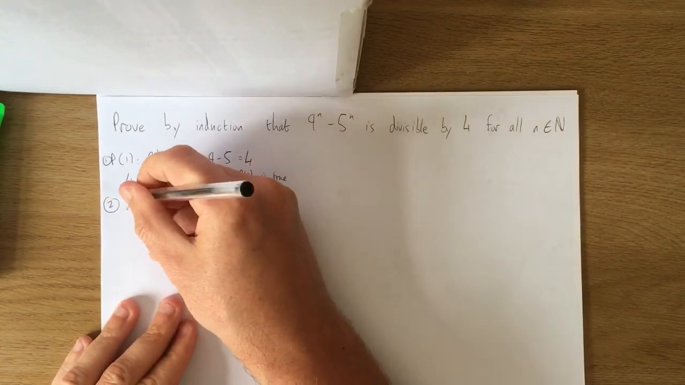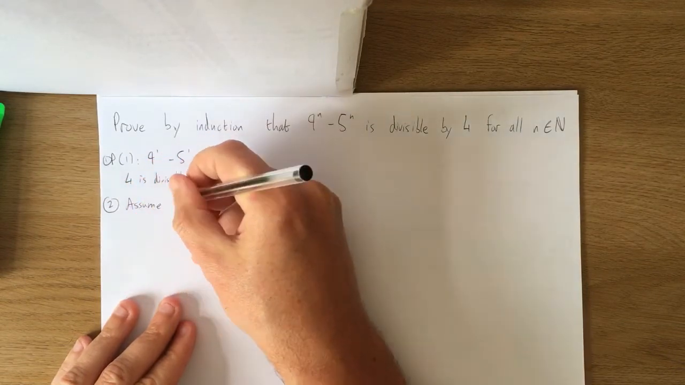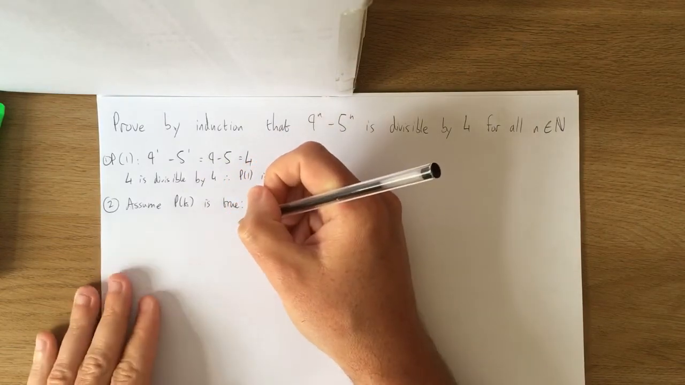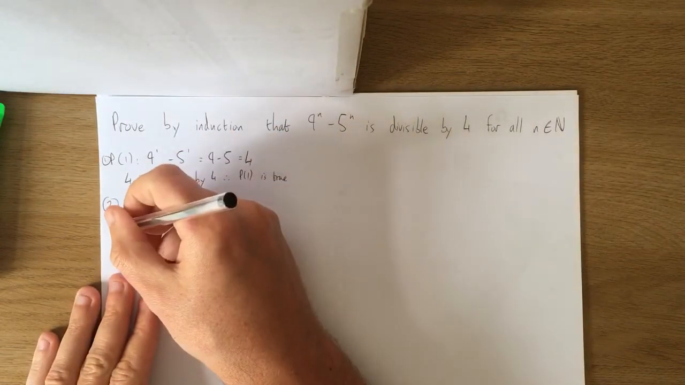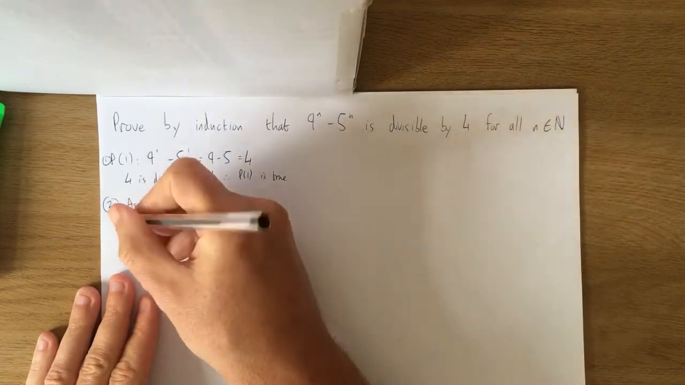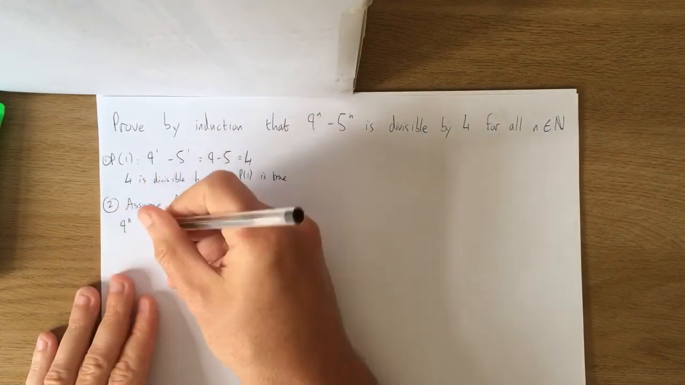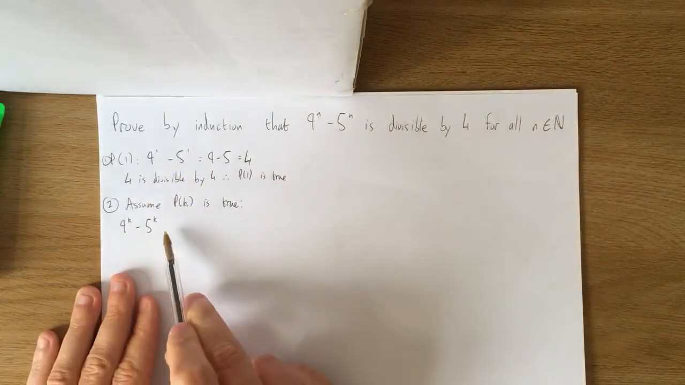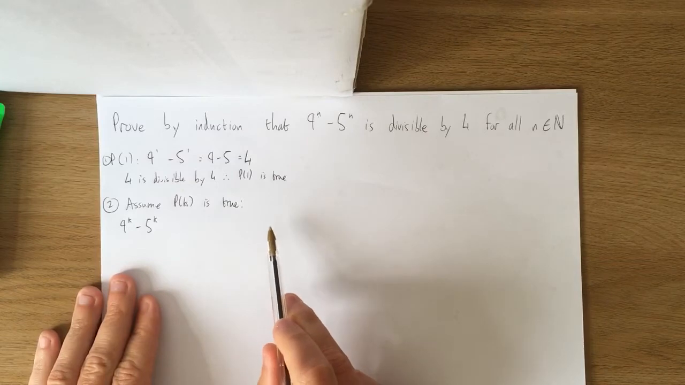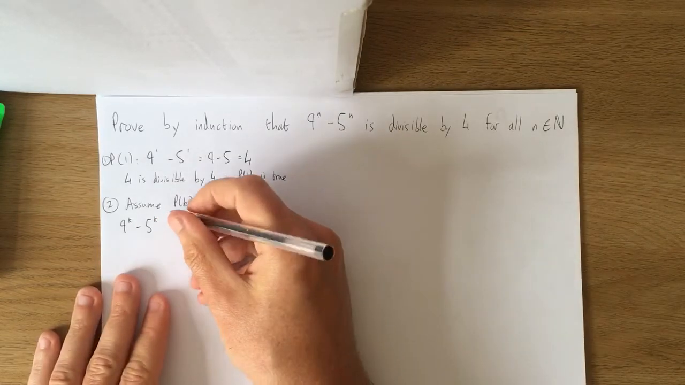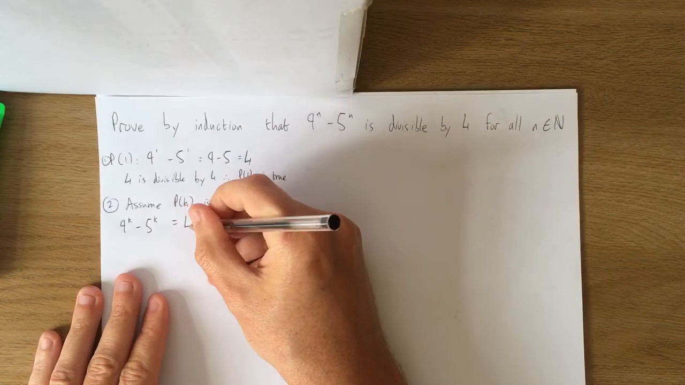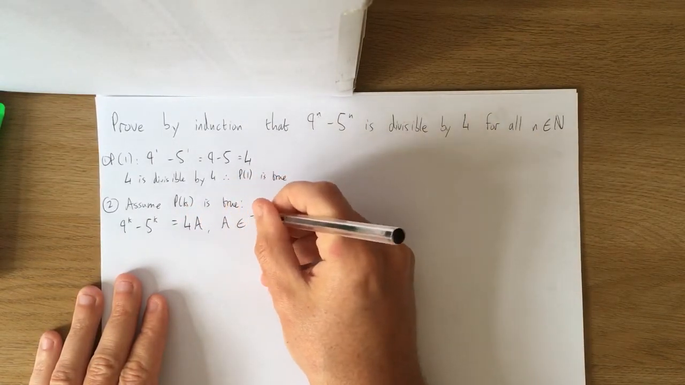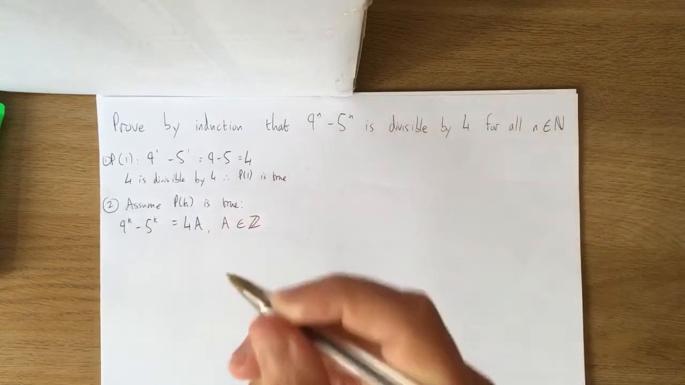Second step, assume P(k) is true. So we're going to sub k in here. So 9 to the k minus 5 to the k is divisible by 4, or you can skip straight to your equals 4a. a is an element of the integers. That's it. So a is a whole number there.